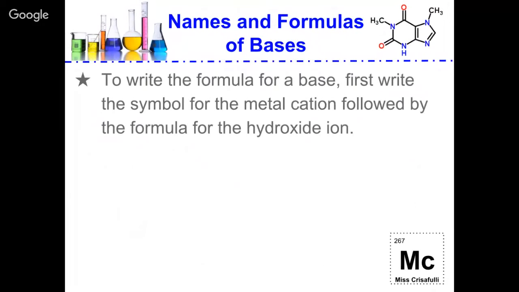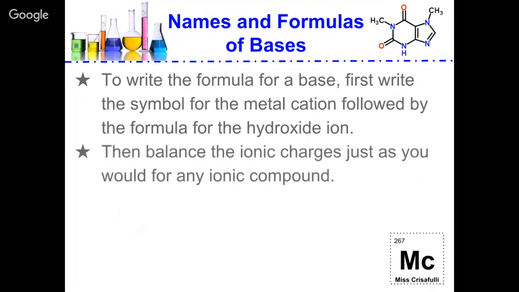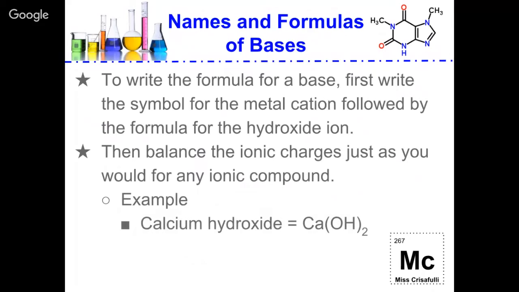So to write the formula for a base, you're going to first write the symbol for the metal cation, followed by the formula for the hydroxide ion. Then you're going to balance the ionic charges by crisscrossing. So an example would be calcium hydroxide, Ca is +2, OH is -1, crisscross, Ca(OH)2. And that's how you name acids and bases.